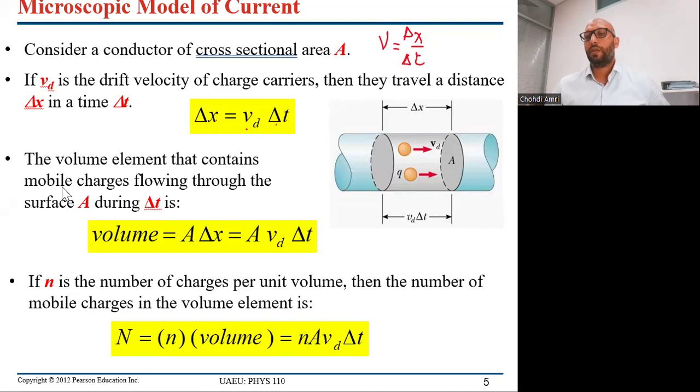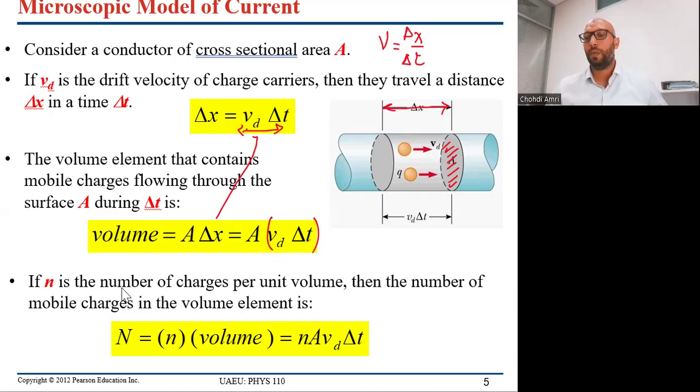The volume element that contains the mobile charges flowing through the surface A during a time delta t is equal to A multiplied by delta x. So this is the surface area multiplied by this distance delta x. Okay, and we know that delta x is Vd delta t. So we can say that the volume is equal to A Vd delta t.